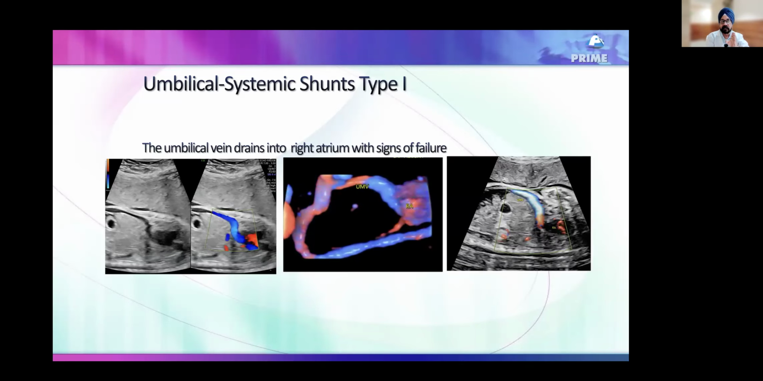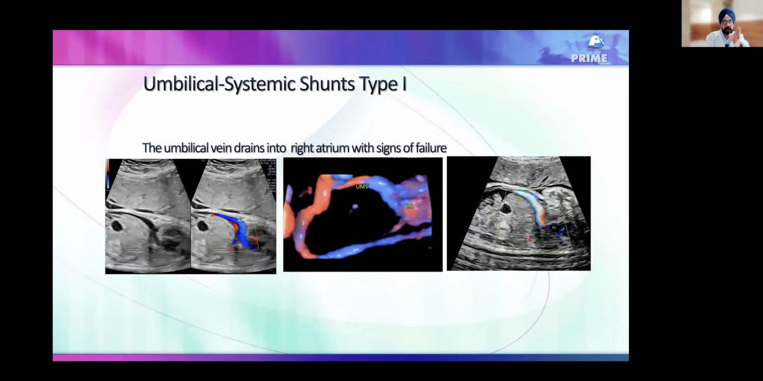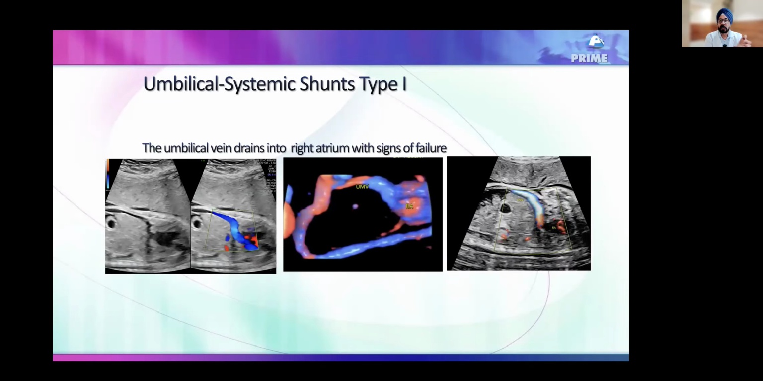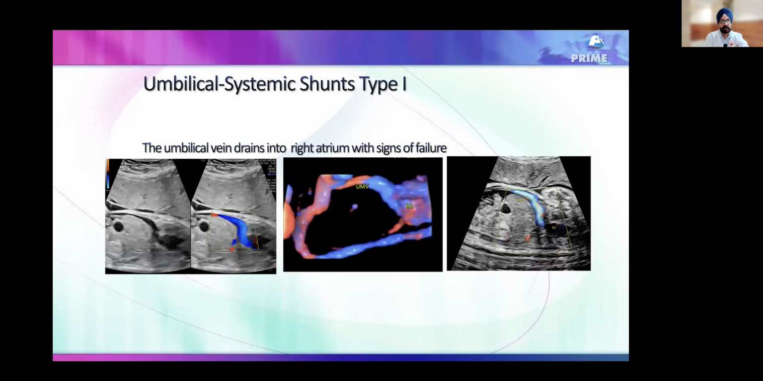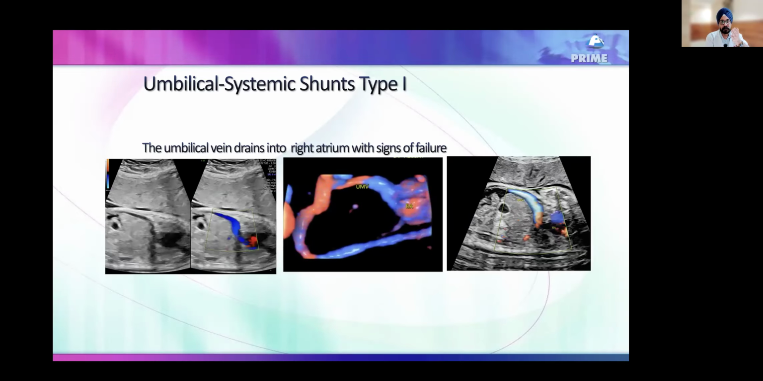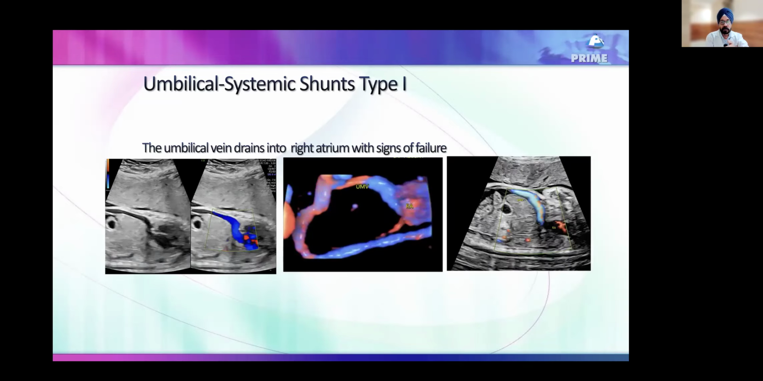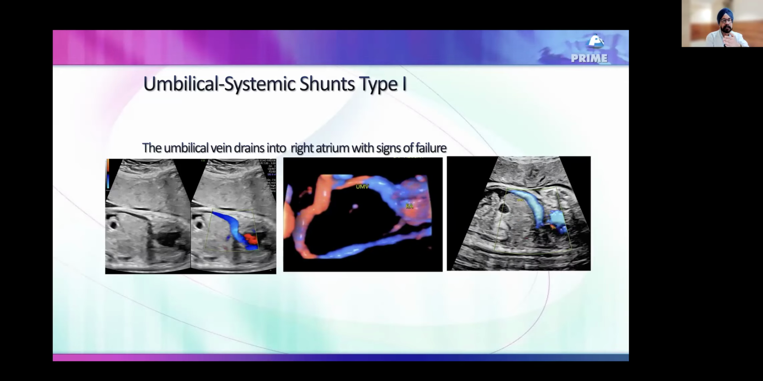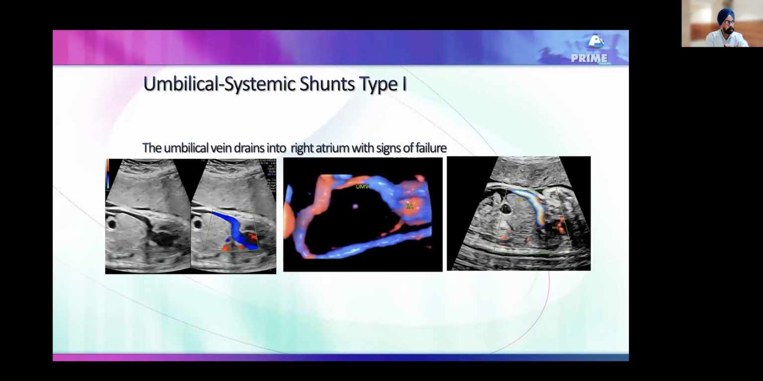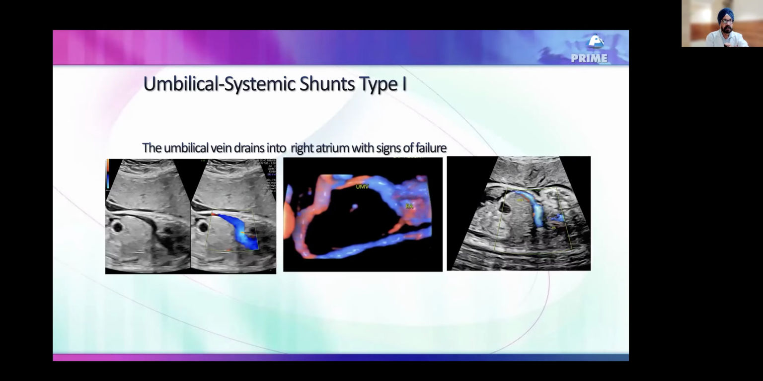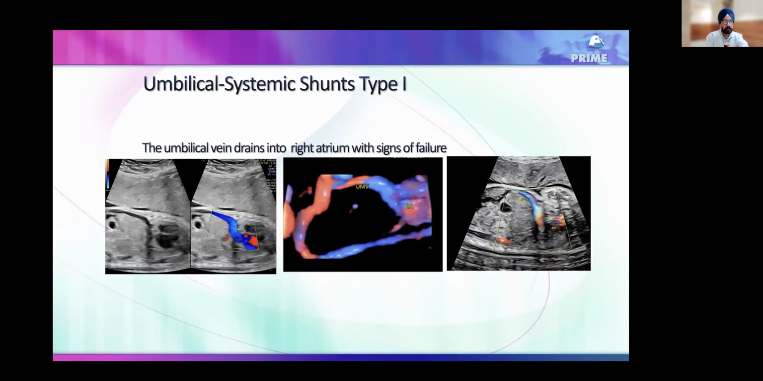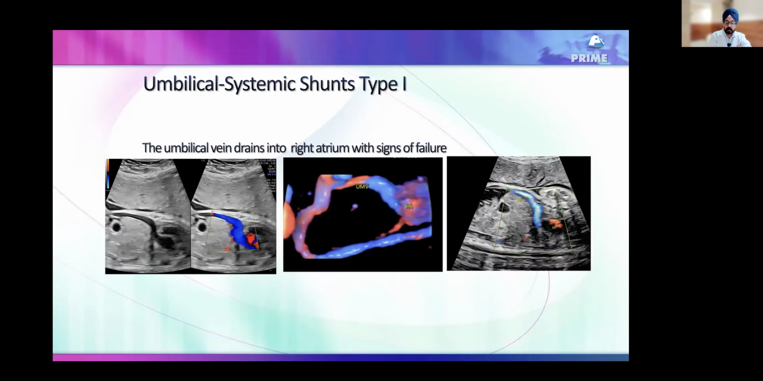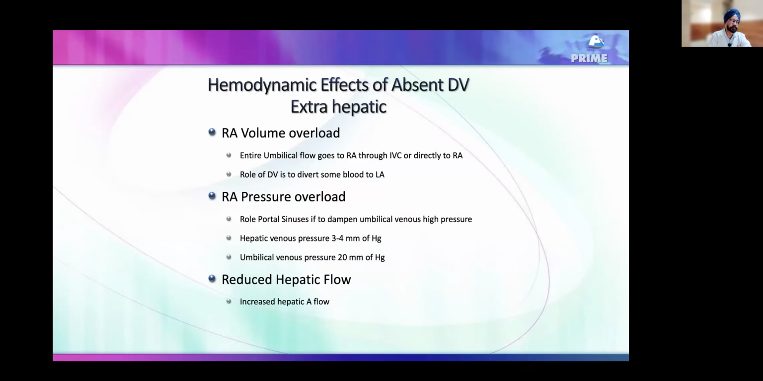Now, if the DV is absent, you neither lose the pressure, and you have a huge volume directly going to the right atrium. The entire umbilical vein is going into the right atrium. So there's both a pressure and a volume overload of the right atrium. And this can produce hemodynamic effects. This kind of DV absence can produce hemodynamic effects.